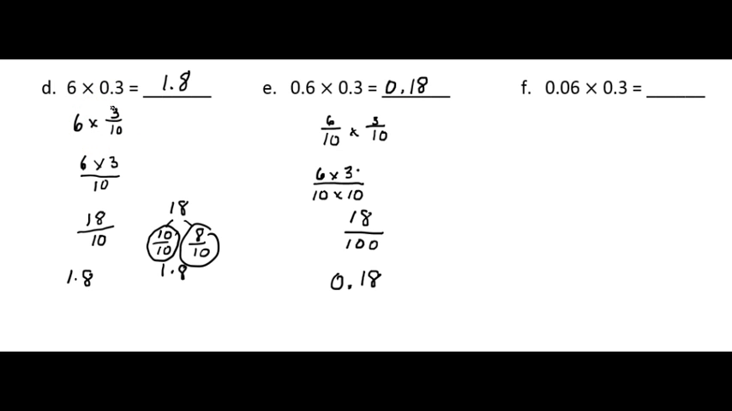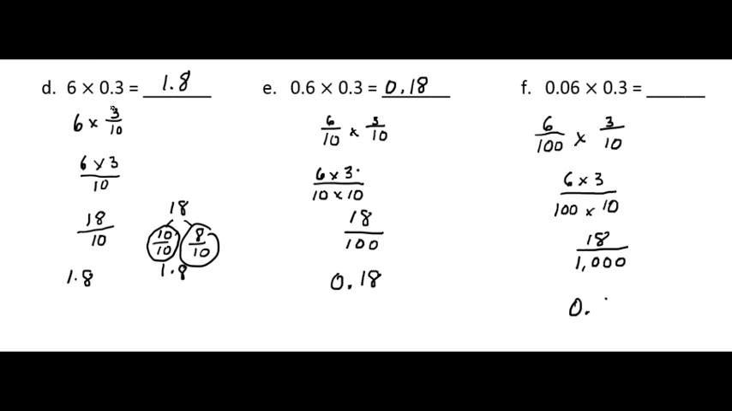And the last question is 6 hundredths times 3/10. We'll write that as a fraction. 6 hundredths times 3/10, and I can look at that as 6 times 3 and 100 times 10. That would be 18 thousandths. And as a decimal, be 0.018. The 8 lands in the thousandths place. So 6 hundredths times 3 tenths is 18 thousandths.